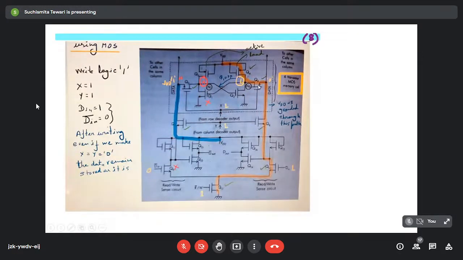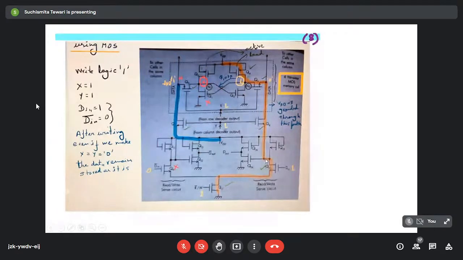Why is this transistor on? It is connected to the row decoder, and the row decoder value is 1. The 1 is falling at the gate terminal of this transistor, so this is on. This one is also on. Why? Because it is connected to the column decoder output, and that is 1, so this one is also on.